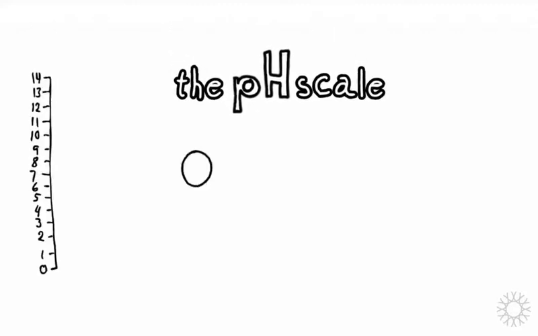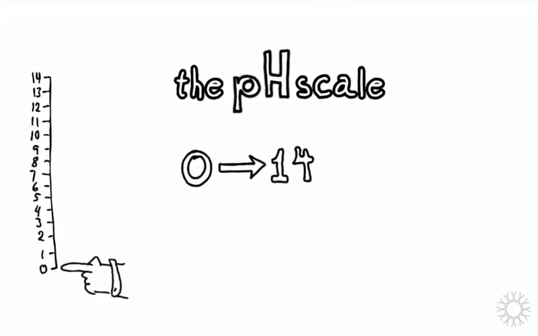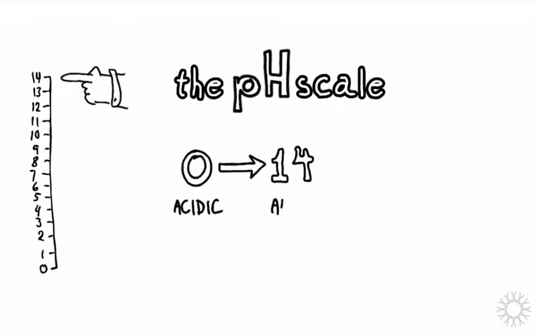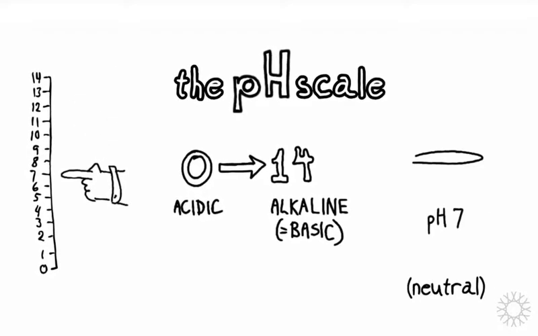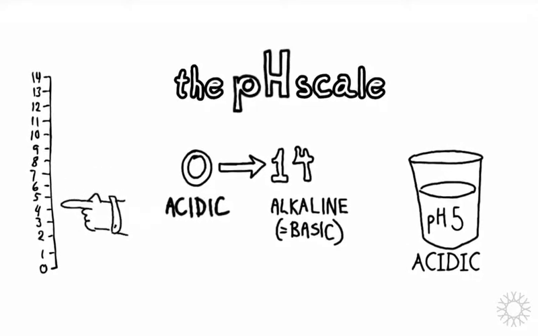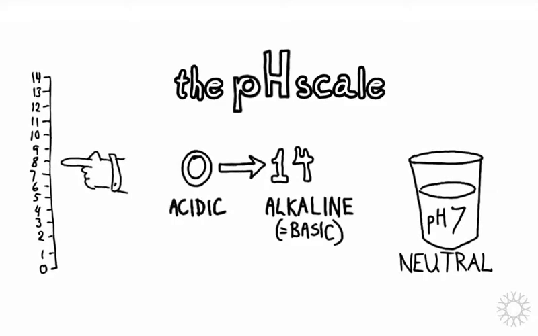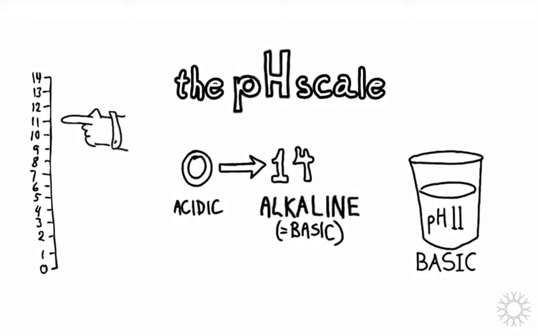A couple of things to note about the pH scale. It goes from 0 to 14, where 0 is highly acidic and 14 is highly alkaline, also called highly basic. A pH of 7 is neutral, like distilled water. So if you increase acidity, the pH is dropping. And if you increase alkalinity, the pH is going up.